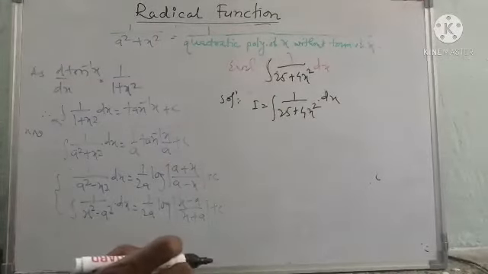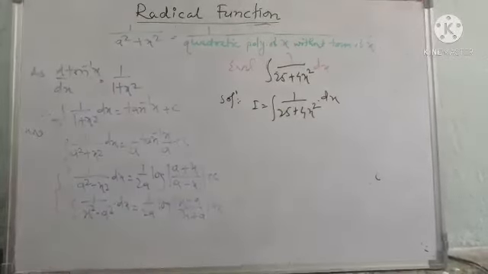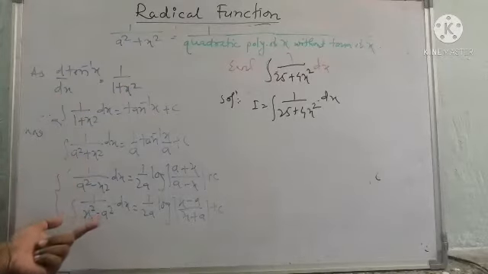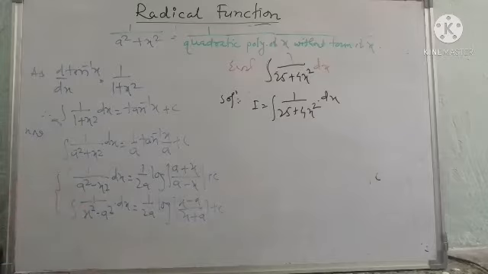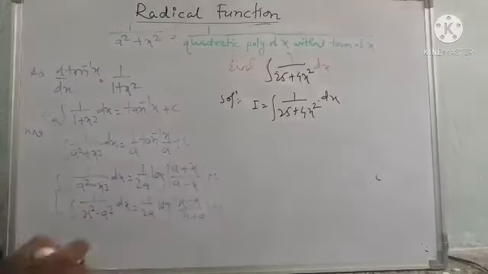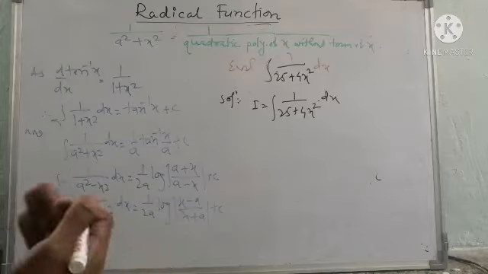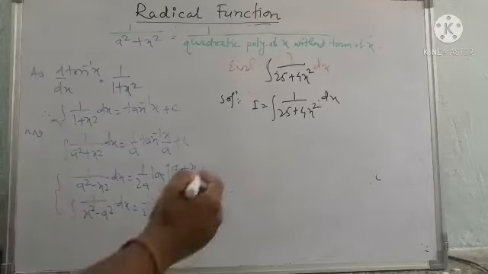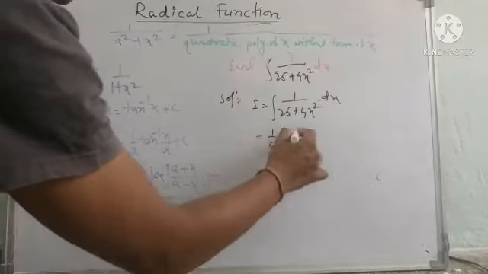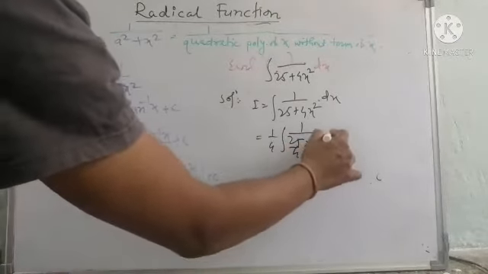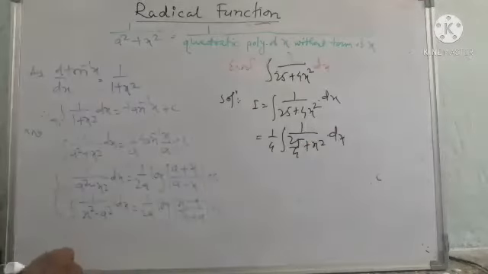First we have to check the coefficient of x square. Always in standard form, as 1 upon a square plus x square, or in any one of these, the coefficient of x square is always 1. Here in the example, the coefficient of x square is 4, so we have to make it 1 by taking 4 common in the denominator. As 4 is a constant, we take it outside the integration, but in the denominator, so we take 1 upon 4 into the integration of 1 upon 25 by 4 plus x square. Check, the coefficient of x square has now become 1.